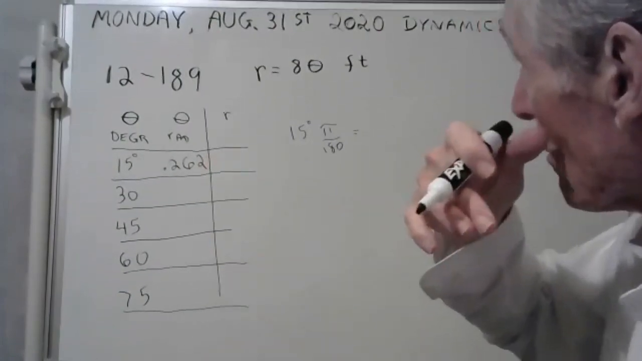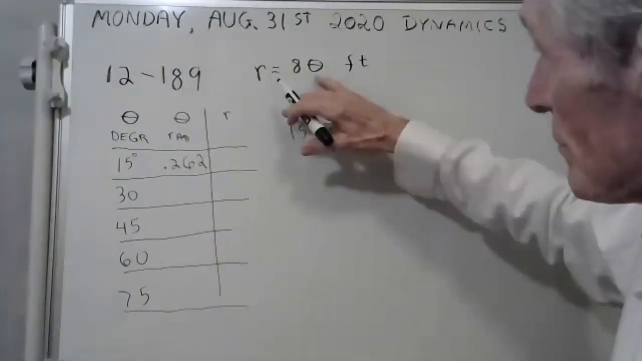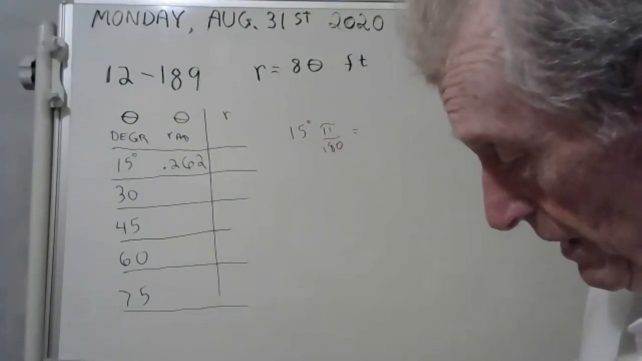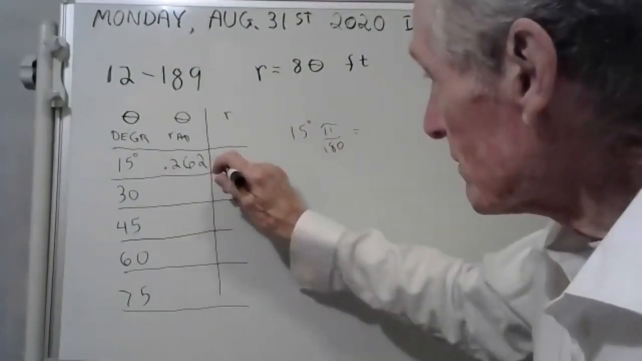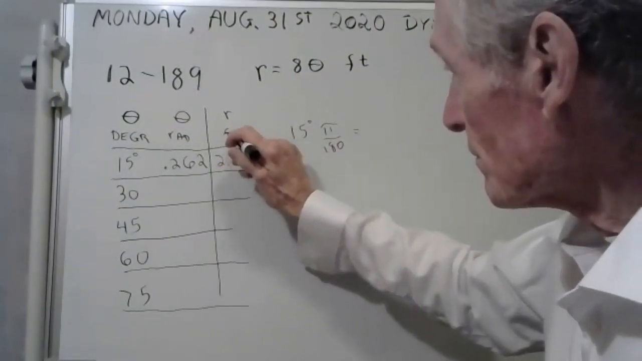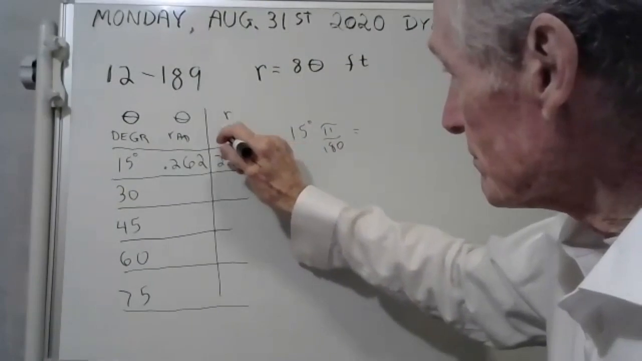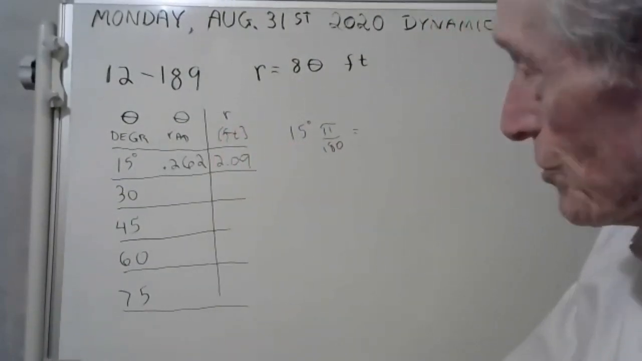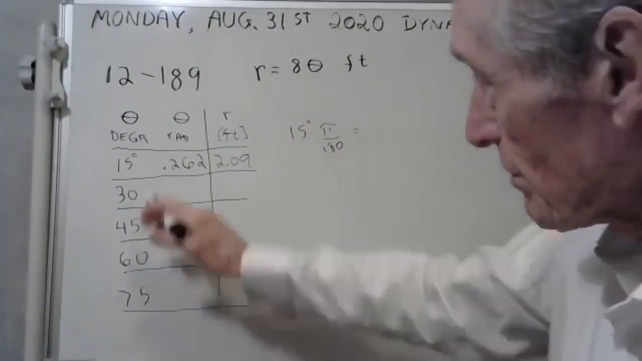Hey, we could get R while we got it. We got the radians. Multiply that times 8. I got 2.09. Well, now that would be feet. We're doing this here in feet. Okay. Do I need to explain that, or are you okay?